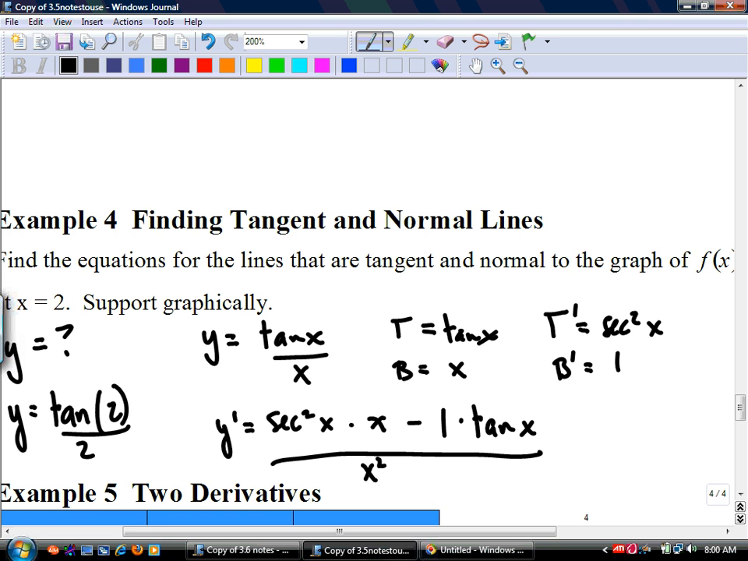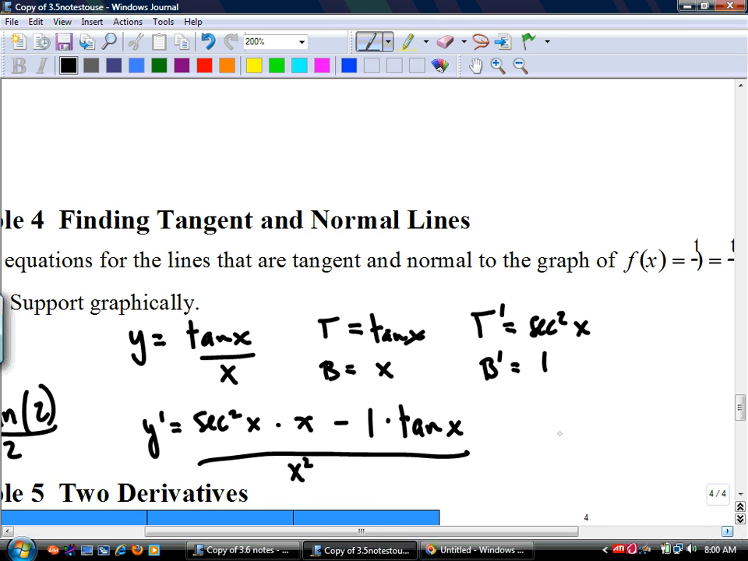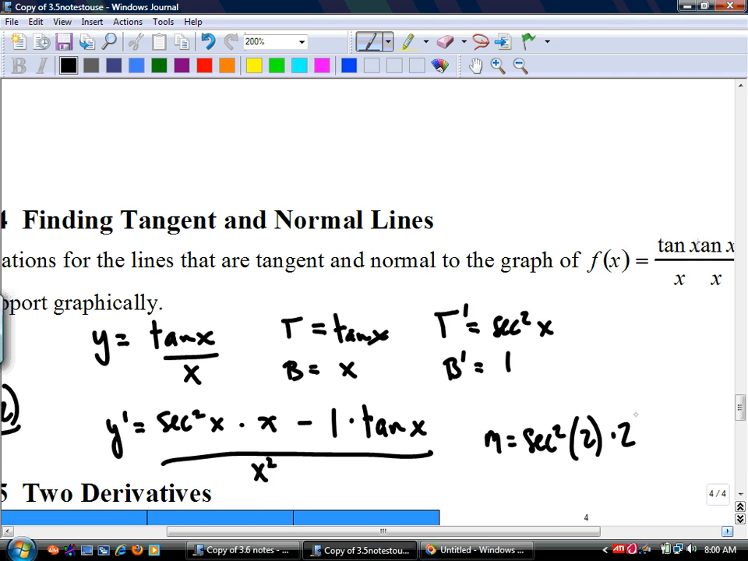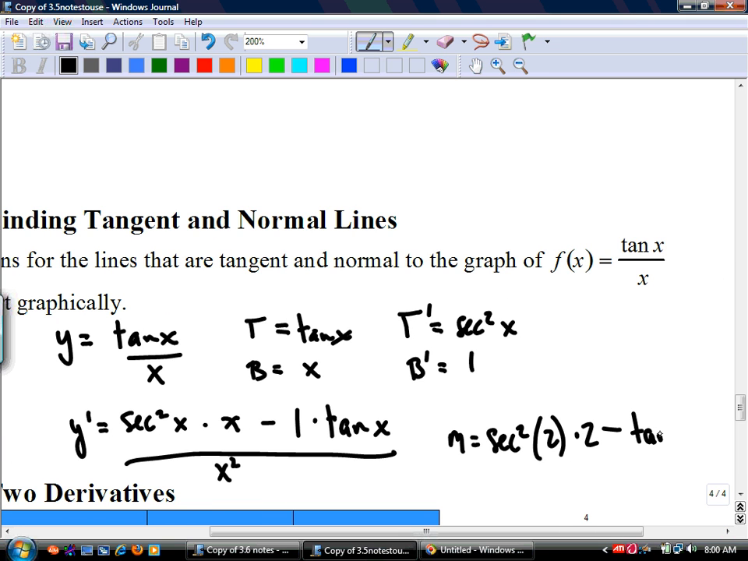Okay, find the slope. So m is going to be secant squared 2 times 2 minus tan 2 all over 2 squared. I'm thinking that the issue that you're going to have is not so much getting the derivative. The issue is going to be, please let me be able to type in my calculators properly to get the slope. Yeah?